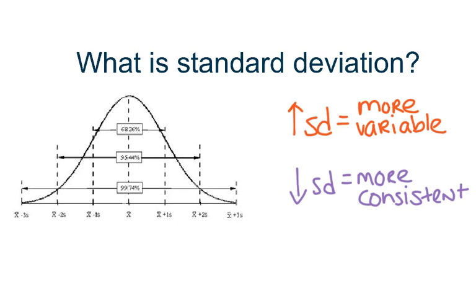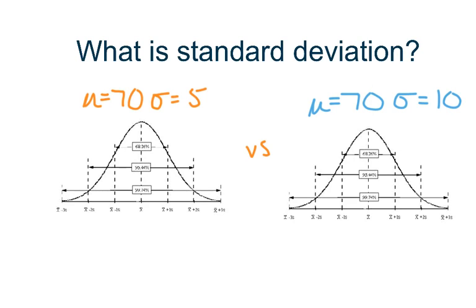First off, what is standard deviation? Standard deviation measures the consistency of all of the values in a data set. So the higher the standard deviation, the more inconsistent or the more variable the data is from the mean. The lower the standard deviation, the more consistent it is. The standard definition of the standard deviation is the average distance of every single value from the mean. So think about it. The higher that average distance is, the further each value is going to be from the mean.